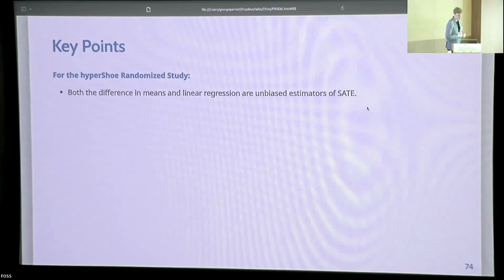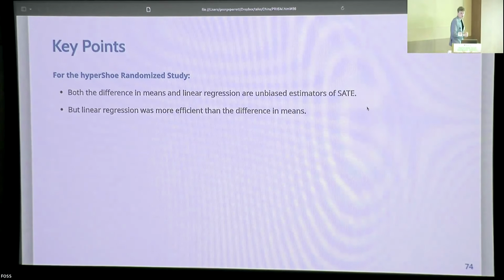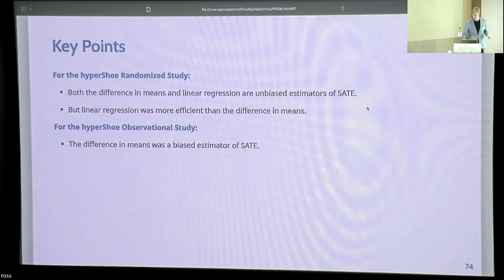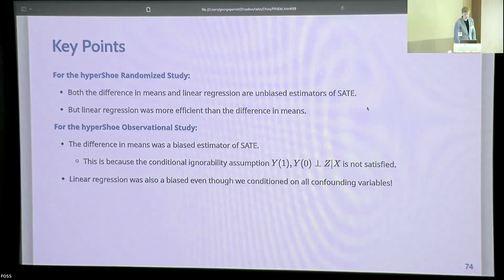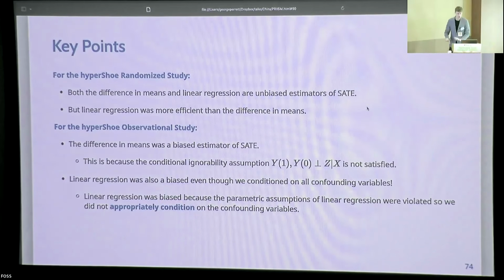So the key points up until here: the difference in means and linear regression are unbiased estimators of the effect for a randomized study. That being said, linear regression is more efficient than the difference in means because we're appropriately using our covariates. Now in the observational study world, the difference in means was biased because we didn't adjust for our confounding variable. And linear regression was also biased, even though we conditioned on all the confounding variables. And this was because linear regression violated the parametric assumptions. We did not appropriately condition on our confounder. So we conditioned on it, just not the right way.